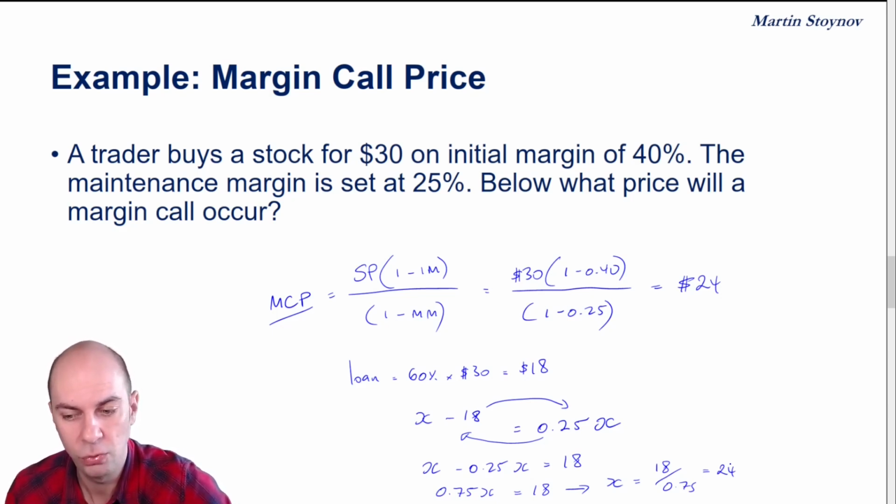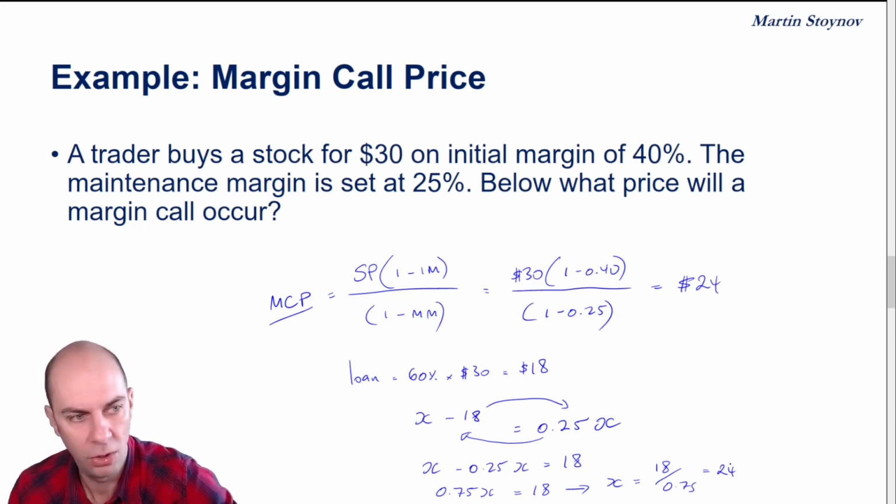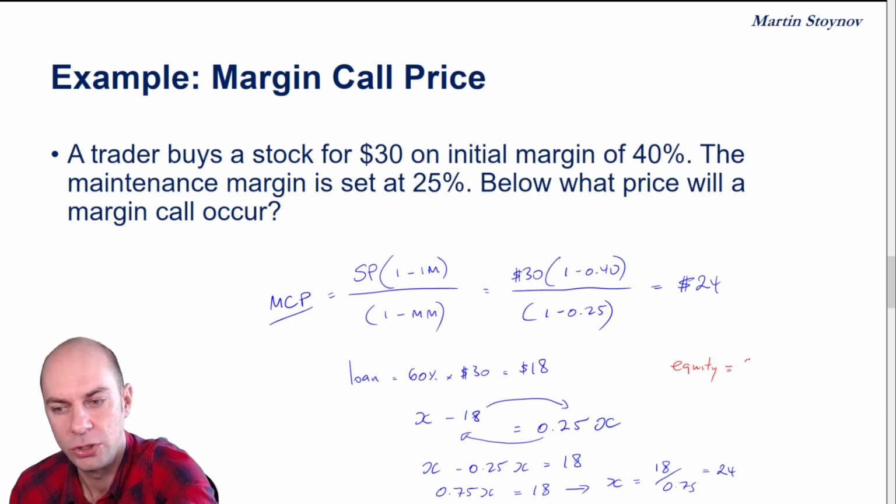Okay, but let's also check that it is at this point that we are getting an equity as a percentage of stock price of exactly 25%. So let's check that as well. Okay, let's change the color here because it's getting a little bit cluttered. Now, if my share price is right now $24, how much is my equity? Okay, so my equity is going to be $24 minus $18 that they lent me, right?